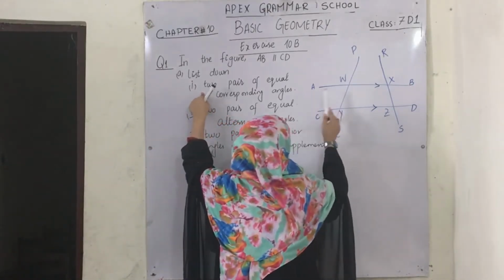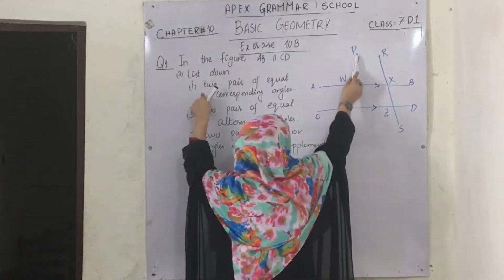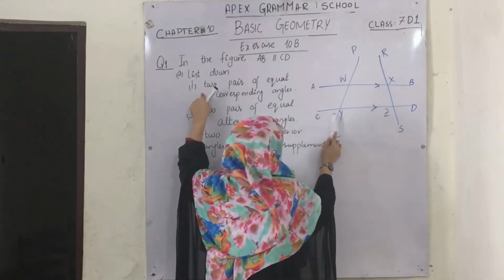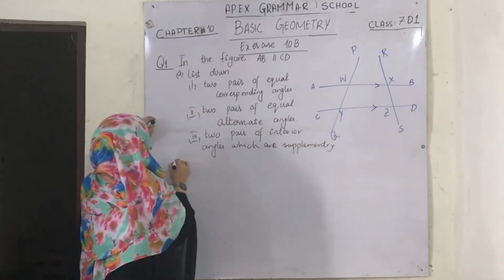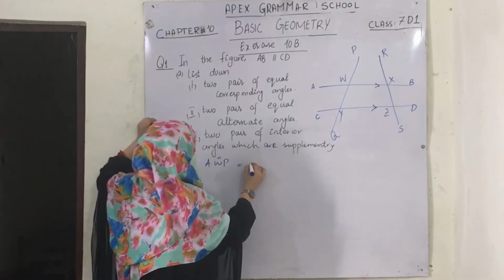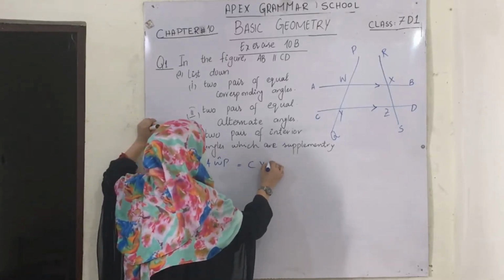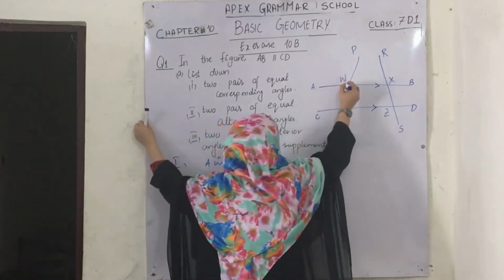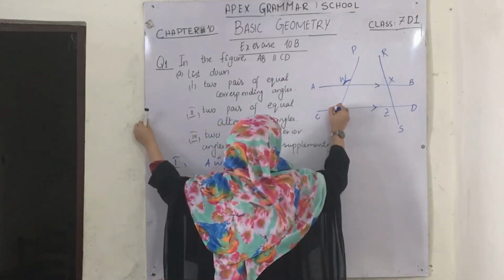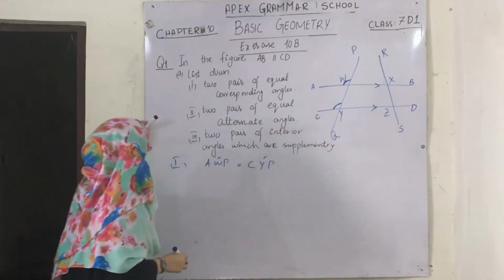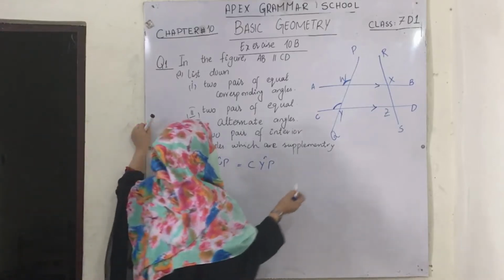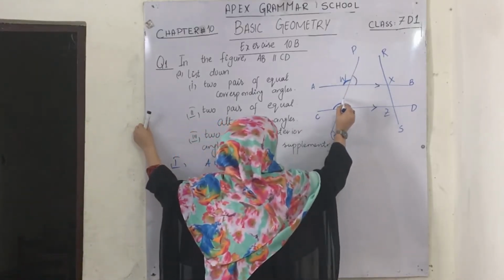So first one I am going to find is AWP is corresponding to CYP. AWP is this angle which is corresponding to CYP. This is the first pair. For the second pair, I am going to find this one and that one.